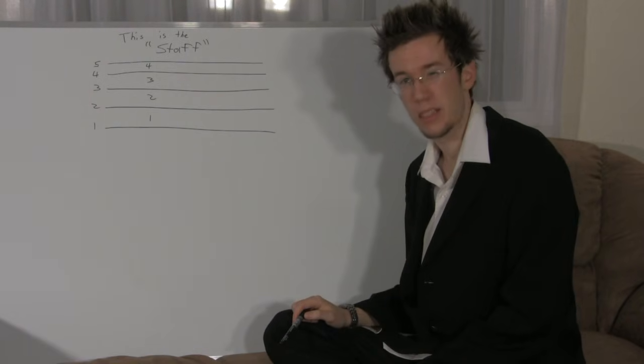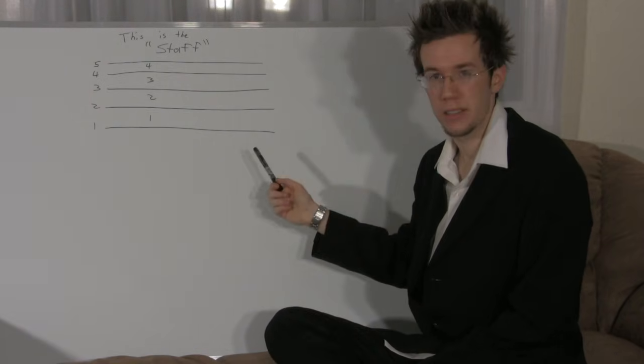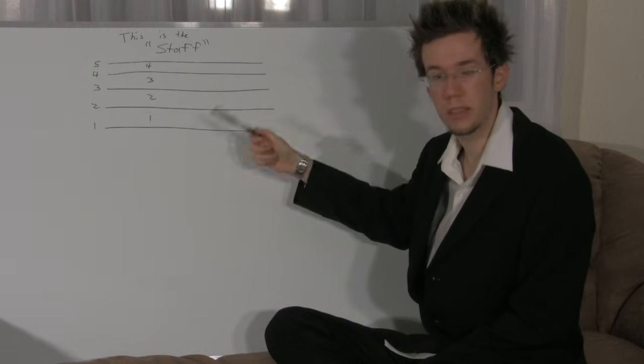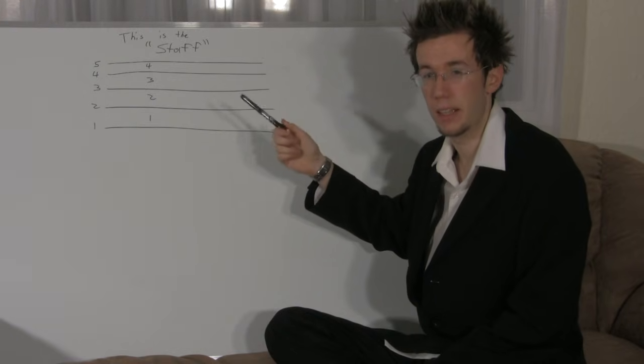So that's the first thing. I want you to memorize this. This is the staff, 4 spaces, 5 lines. Got it? Okay, let's move on.